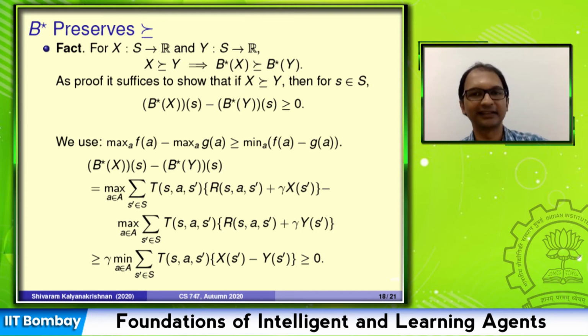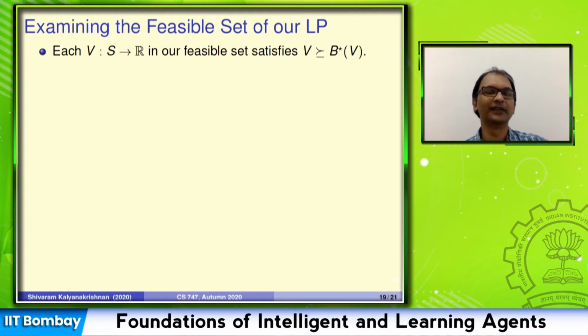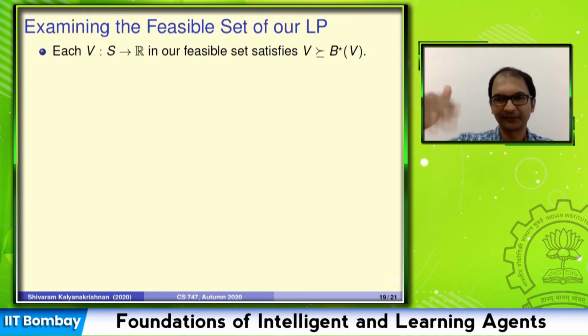So now let's take this back to our MDP and see how it will help us come up with an objective function for our linear program. Every point V in the feasible set of our LP, by definition, using our constraints, was in the feasible set because it satisfied V greater than or equal to B star of V. This was a way of linearizing the max. Take some time to go back and convince yourself that every point V in our feasible set satisfies V greater than or equal to B star of V.